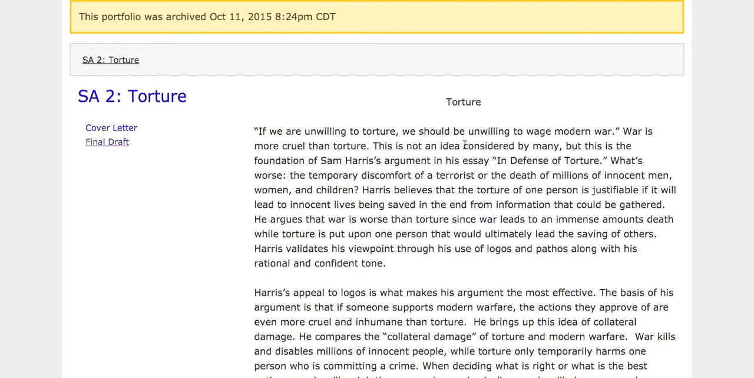So I think what you're doing here in your introduction is combining these two elements. You're summarizing Harris's point, but also trying to put a reader into a context. My advice would be to separate these out.